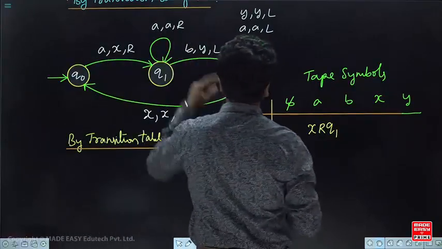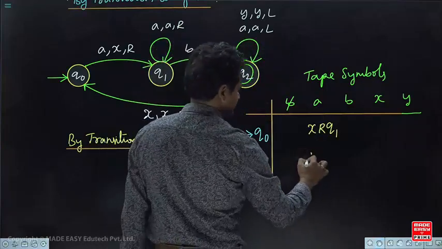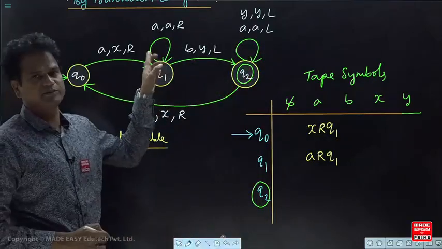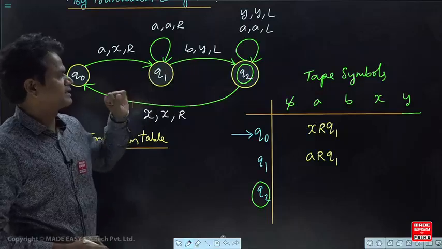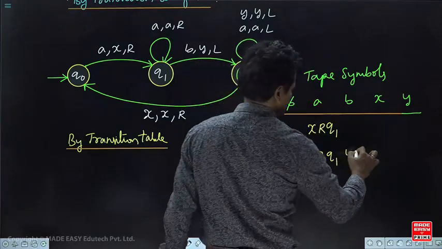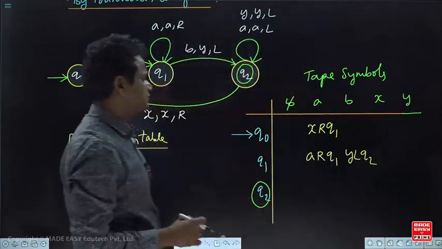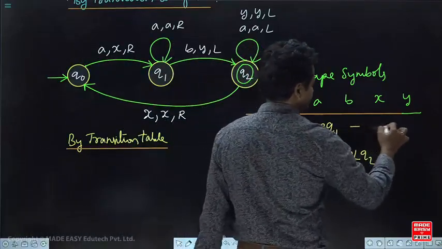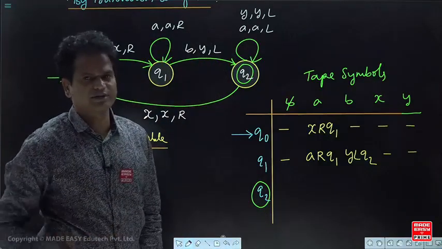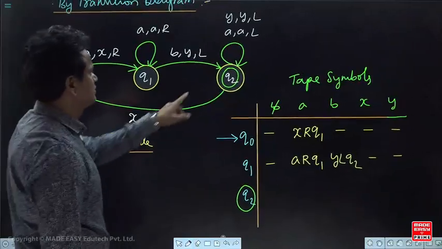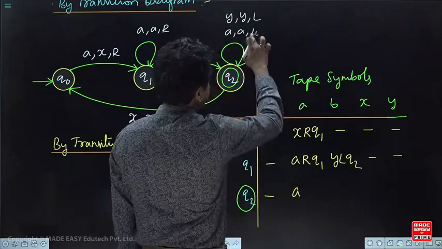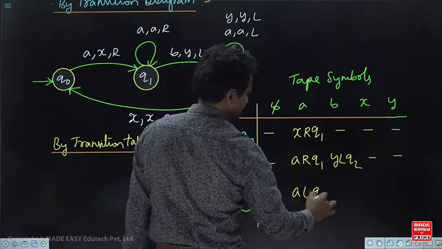In Q1, A comes, A will be A, move right side and same state. Now in Q1, B comes, B will become Y, head moves left side and goes to Q2. And here I have not defined for all of this. You need not define for every symbol here. In the case of Turing machine, as in the case of PDA, you need not define for every combination. Now in Q2, I have defined for A, but I have not defined for blank. In Q2, A comes, A will be A, head moves left side, same state.